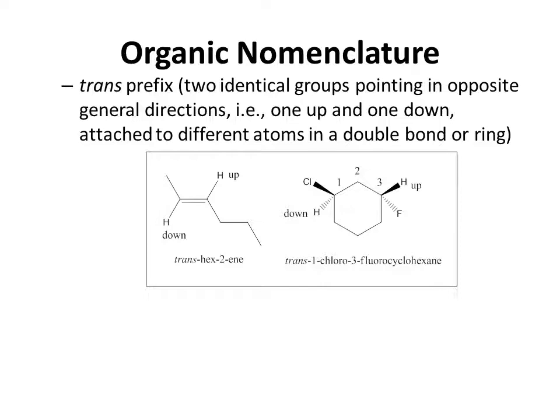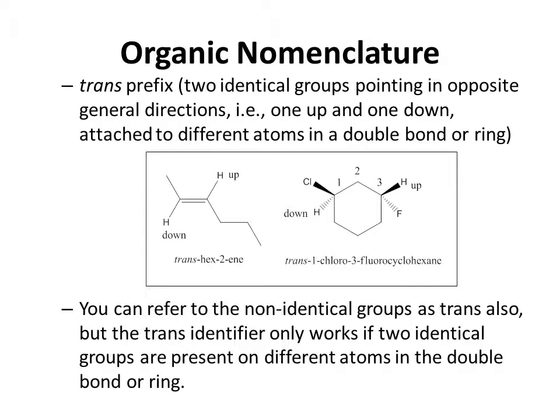In the ring example, the hydrogens are at position 1 and 3, one pointing down, the other pointing up, and the corresponding chlorine and fluorine atoms are pointing in opposite directions as well. This gives the molecule the name trans-1-chloro-3-fluoro-cyclohexane. As we learned with the cis example, you can refer to the non-identical groups, as in the case of the ring, chlorine and fluorine, as trans also. But, as before, the trans identifier only works if two identical groups are present on different atoms in the double bond or ring.